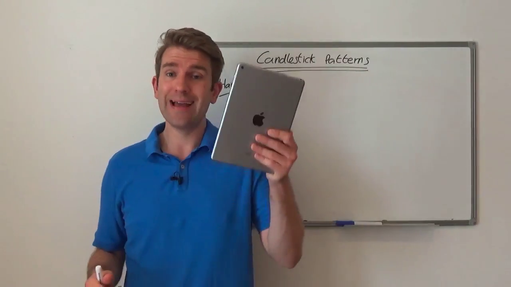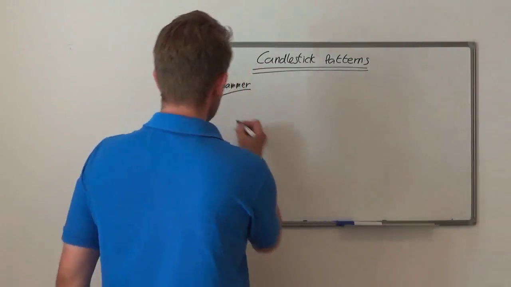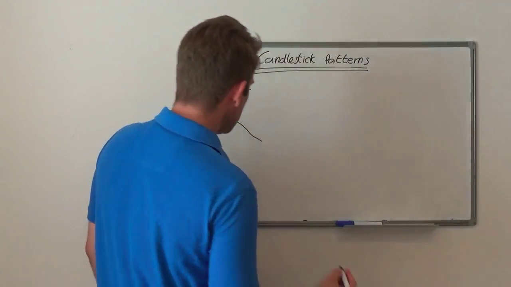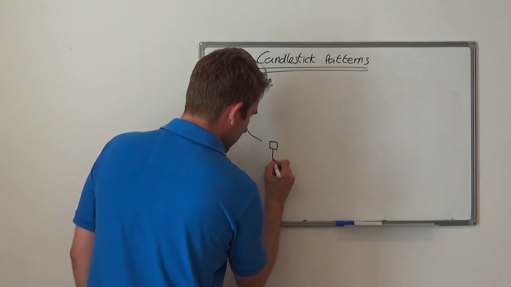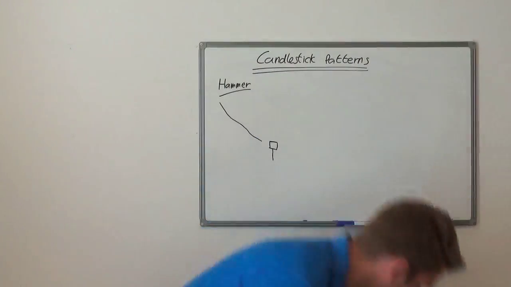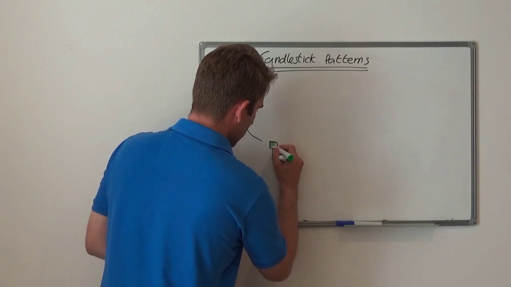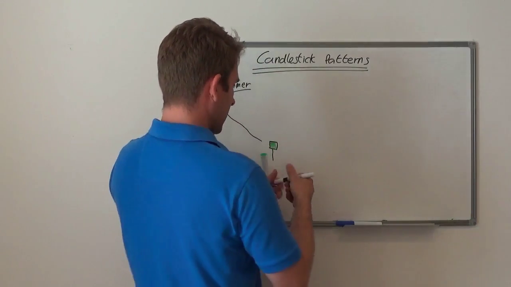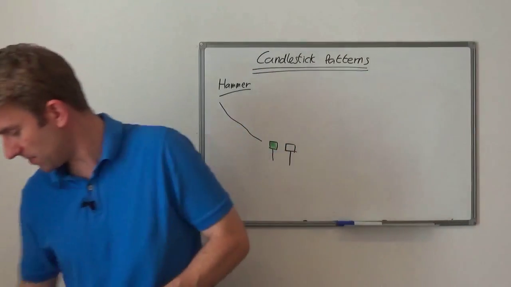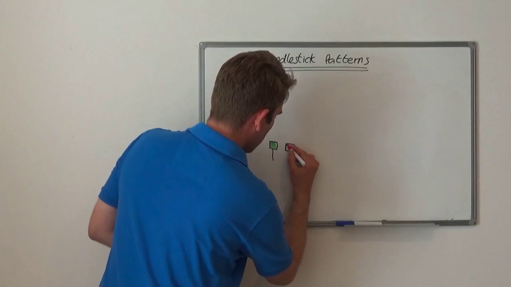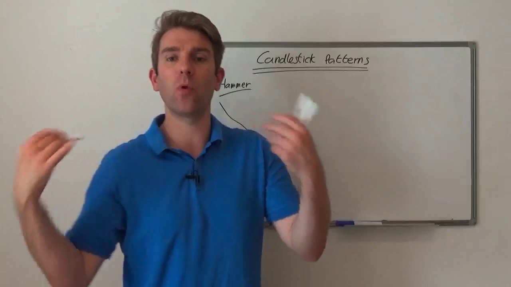So the first one we're talking about is a hammer. A hammer generally happens in a downtrend. So the market moves lower here, and then you get this picture here. That can either be a bullish candle, as in a green candle, or it can be a hammer that happens to close lower than the open. They're still the same thing. But let's talk about exactly what it is and what it means as a trader.